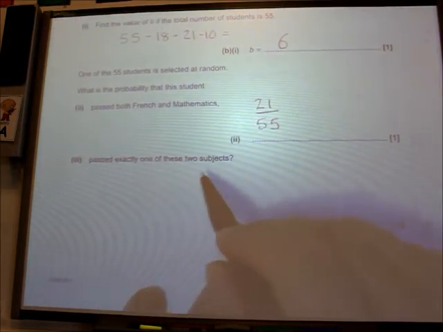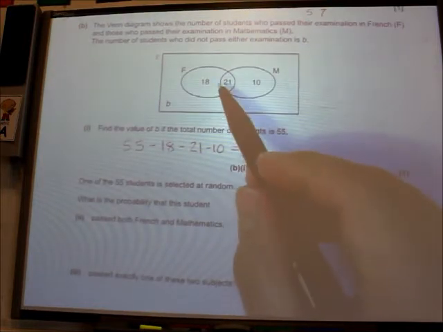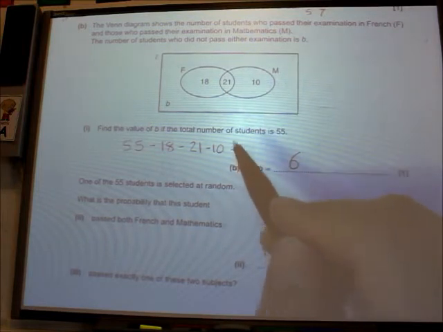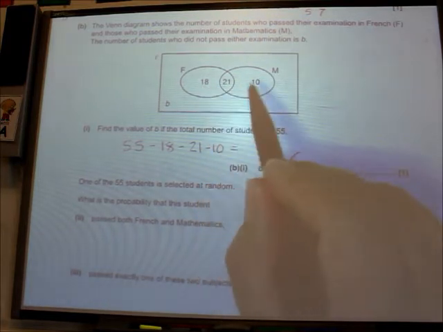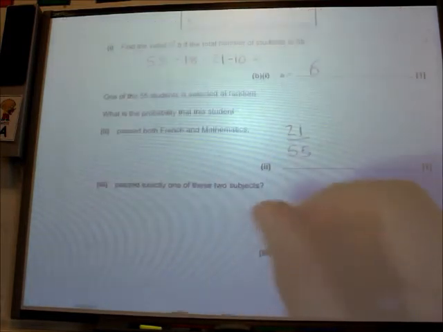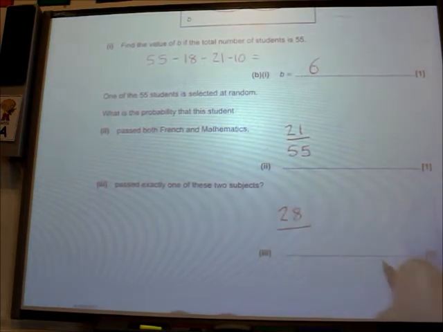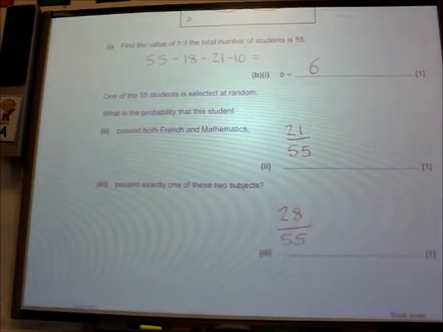The next one, passed exactly one of the 2 subjects. So there's 18 people here who have just passed French. There are 10 here who have just passed maths. So out of these 18 and these 10, all of them have passed just one subject. So there's 28 who have passed just one subject, but because it's asked for a probability, it is out of 55 because there are 55 in total.